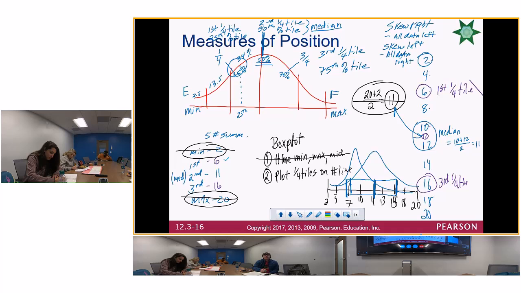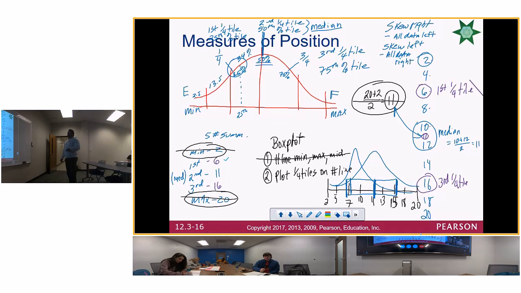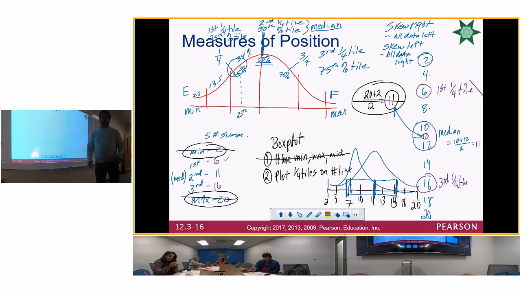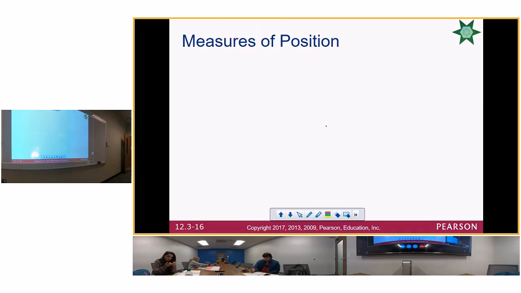Well, I'm going to go ahead and erase this screen because they're going to go through all of what we just went through. They're going to go through all of it on this measures of position. And I'll go over it again on the white screen. So let me clear that. Let me clear it again. There. And let's see what they show us.